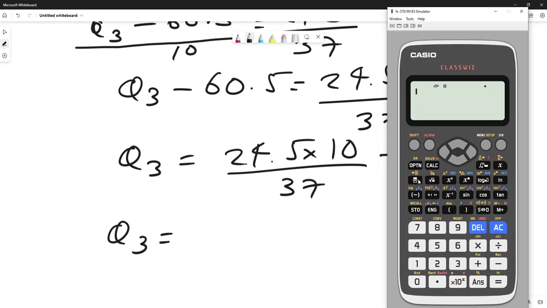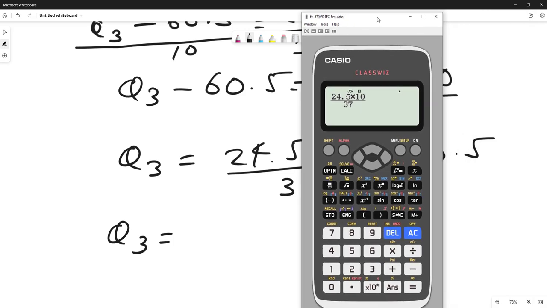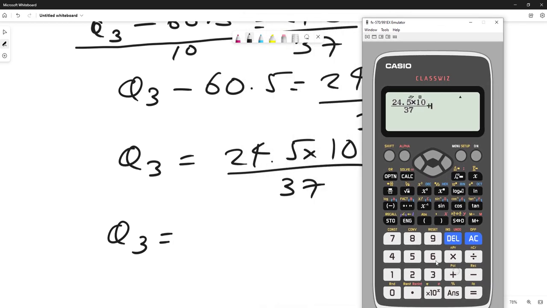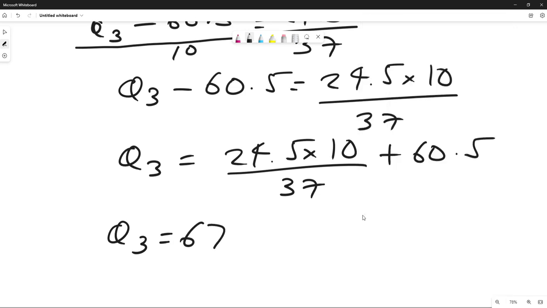So we can type that in, which is 24.5 times 10 over 37 plus 60.5. And that gives me 67.1 to 1 decimal place.